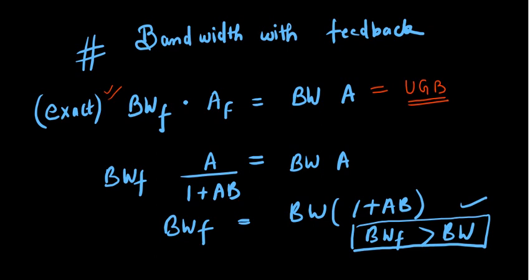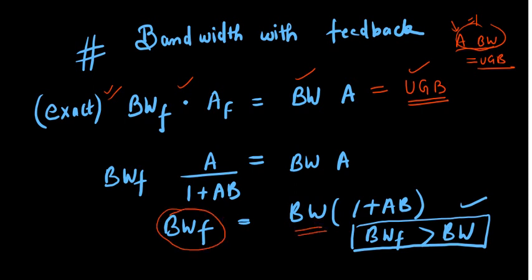correct? How? A is a gain, this is your bandwidth, correct? So when you equate A equal to 1, the whole term will give you unity gain bandwidth, the value of the bandwidth when your A is 1. So these all terms are equal to unity gain bandwidth, just for this knowledge. So what would be the value of your bandwidth with feedback?